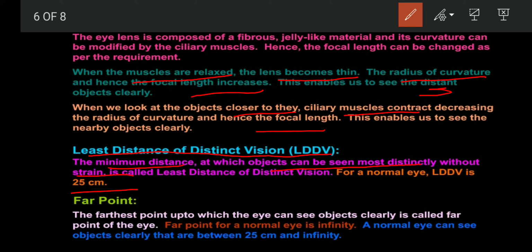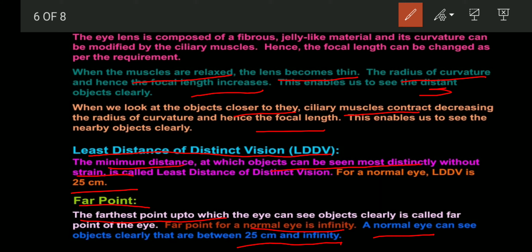Now, then is the far off point. It is the farthest point up to which the eye can see objects clearly, and that point for a normal eye is infinity. So, a normal human eye can see the objects that range between 25 cm to infinity.